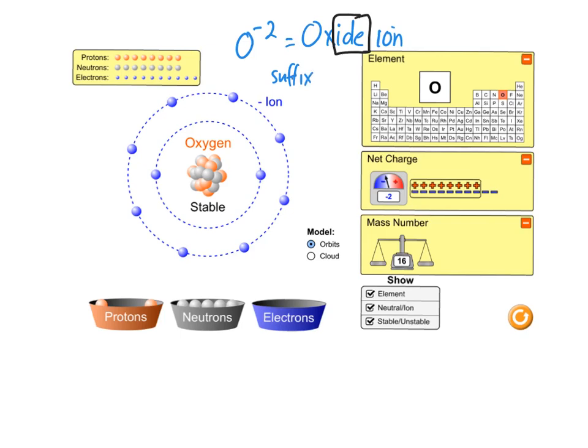Okay, let's look at that word. Suffix means it's a common word or set of letters that you find at the end of a name. A prefix is at the beginning of the name. So the prefix here is ox, which means it's related to oxygen. So now, this is an oxide ion, an oxygen ion, O minus 2.